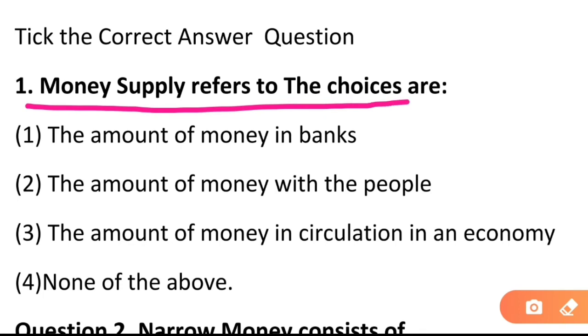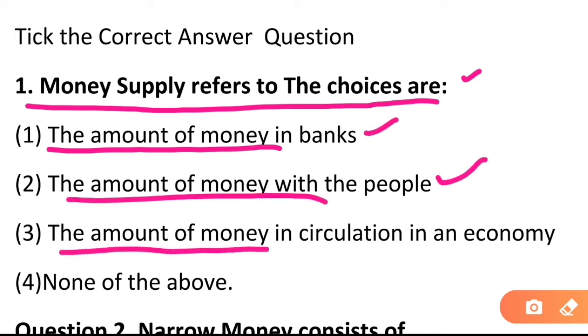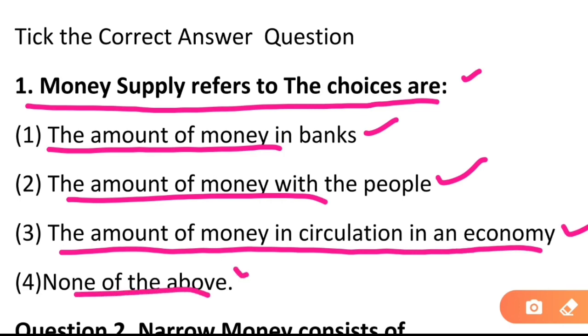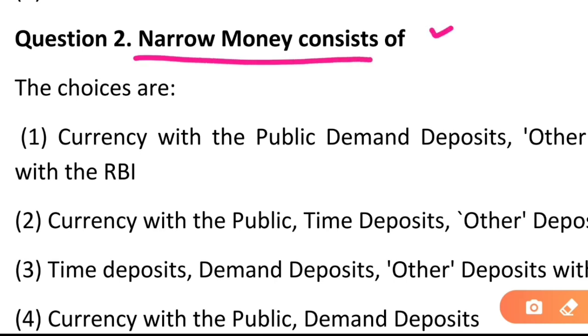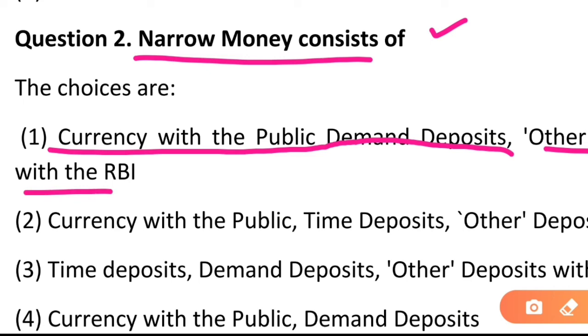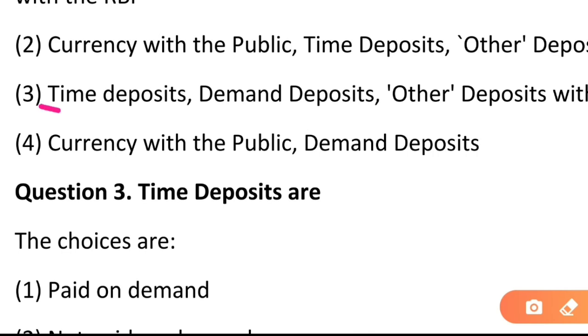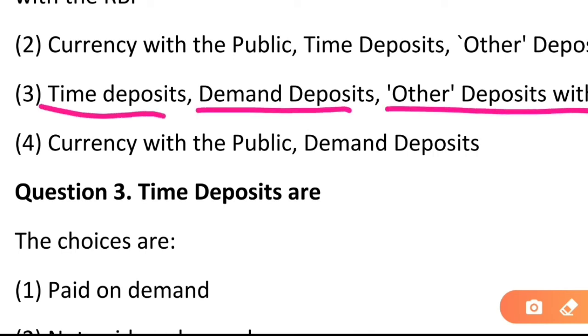What is money supply? The choices are: the amount of money in banks, the amount of money with people, the amount of money in circulation in an economy, none of the above. Narrow money consists of, in narrow money what we have: currency with public, demand deposits, other deposits with RBI; currency with public, time deposits, other deposits; time deposits, demand deposits; other deposits with RBI, currency with public, demand deposits. What is the right answer?